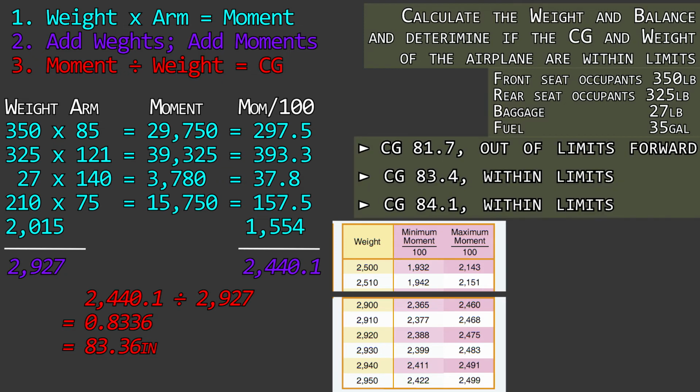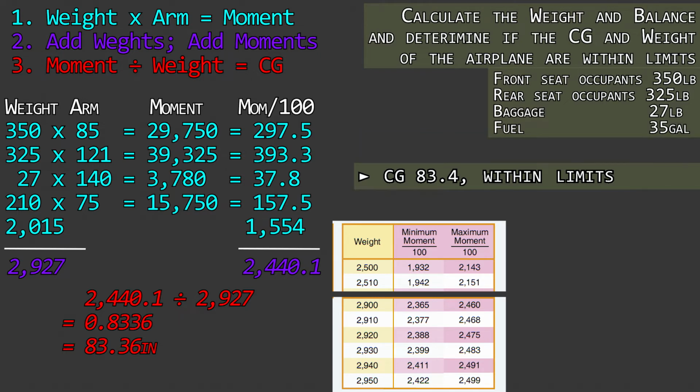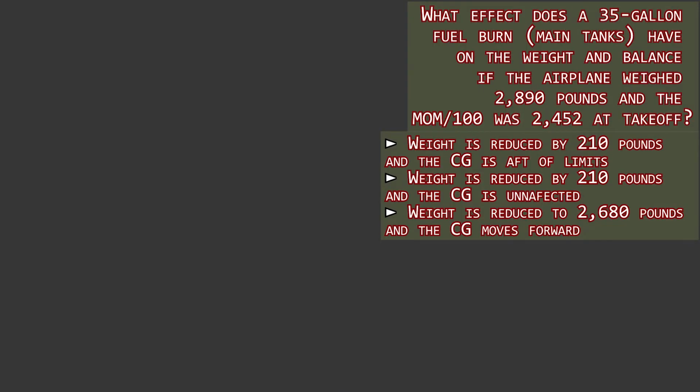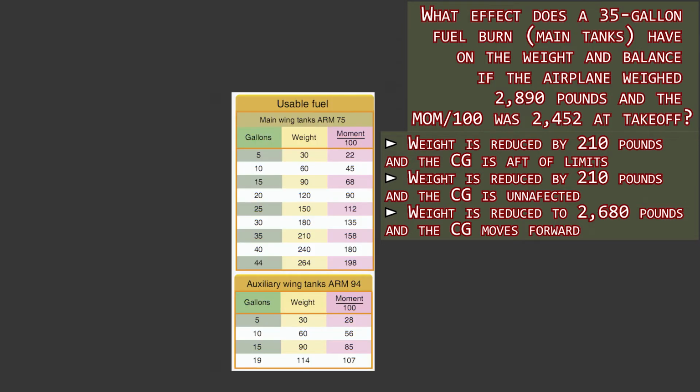So once again, back to the question. We are within limits. We know that. Now the center of gravity that we calculated was 83.4. So the answer would be 83.4 and within limits. For this next question, it says, what effect does a 35-gallon fuel burn in the main tanks have on the weight and balance if the airplane weighed 2890 pounds and the moment over 100 was 2452 at takeoff? Since we're not moving anything around, we're simply subtracting the fuel, we can go ahead and just do that.